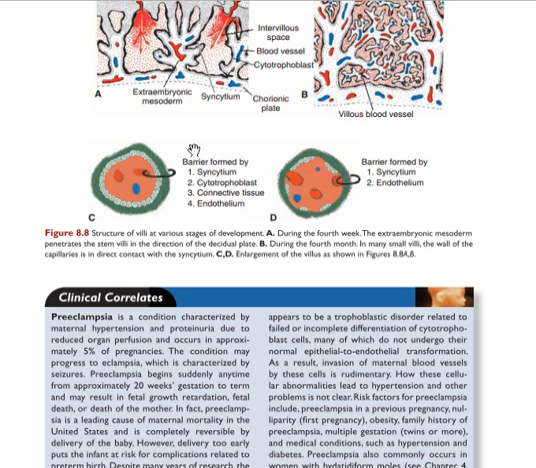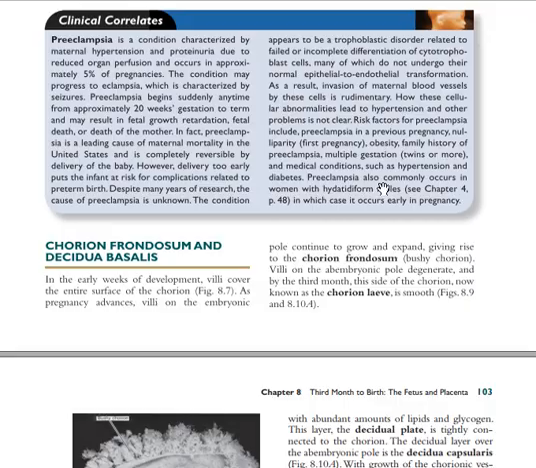Basically, that is at the level of the fourth week of gestation. But later in life, the barrier is formed only by the syncytium and the endothelium, because the cytotrophoblast is going to regress. Is it clear? So later in life, it's only formed by the syncytium and the endothelium.